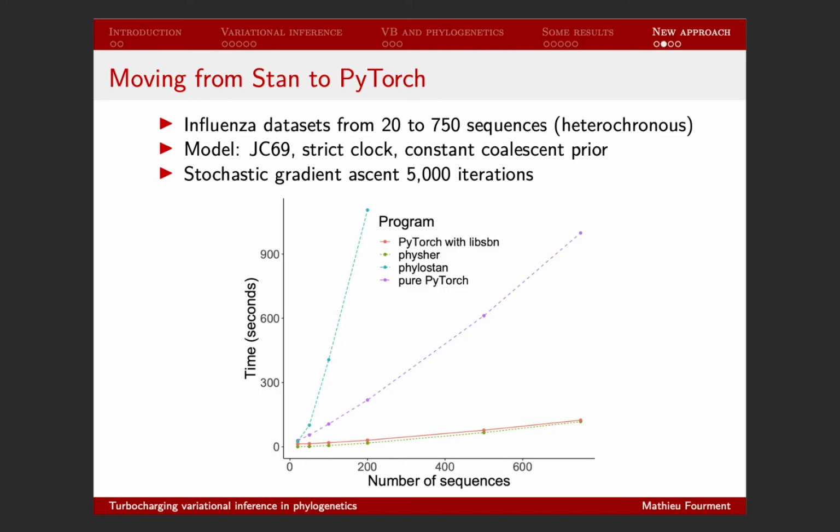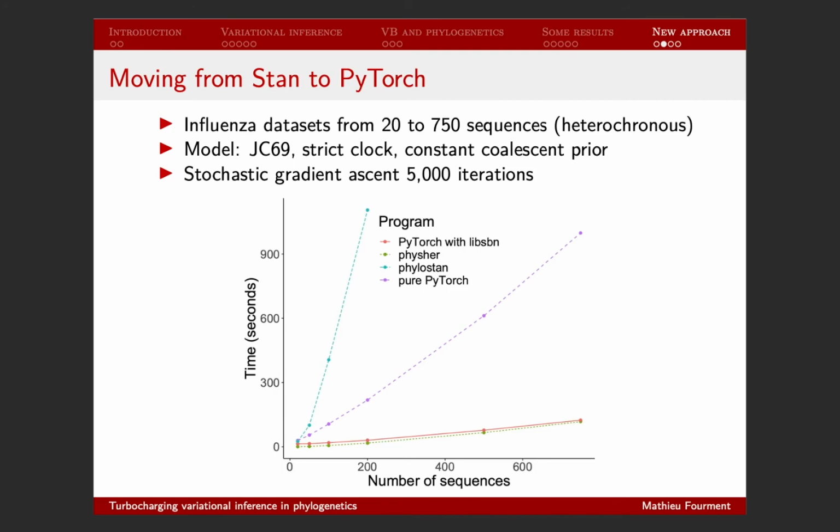And we've got 4 implementations now. The 4 implementations we used 5,000 iterations. On the x-axis, we've got the number of sequences, 20 to 750. And on the y-axis, we've got the running time in seconds. So straight away, you can see that phylostan is the slowest one in blue.